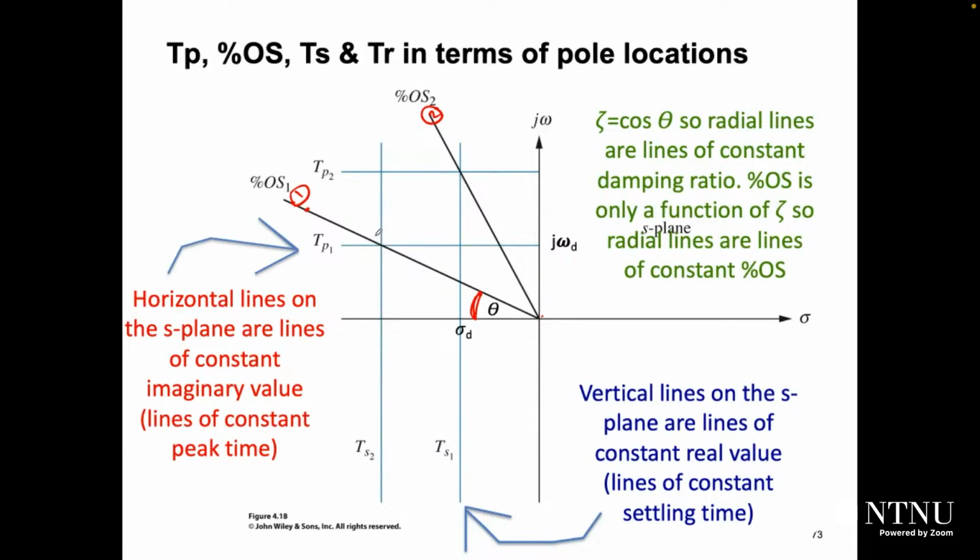If you have your poles here, for example, what will happen? For this pole, you will have a specific peak time, TP1. What is the peak time here? It will be pi divided by omega d. It will also have a settling time. This location here will have a settling time, which we will call maybe TS2, for example. It will be pi divided by sigma d, right?